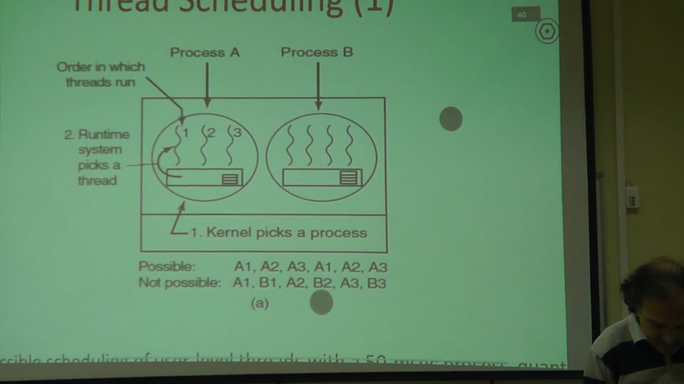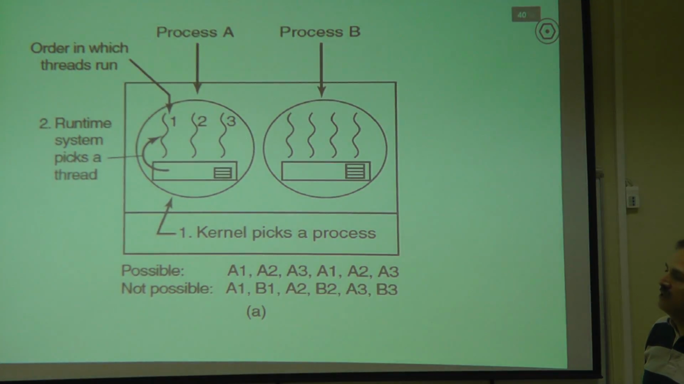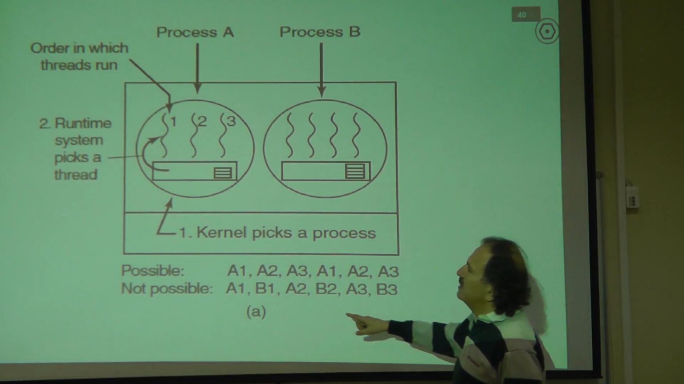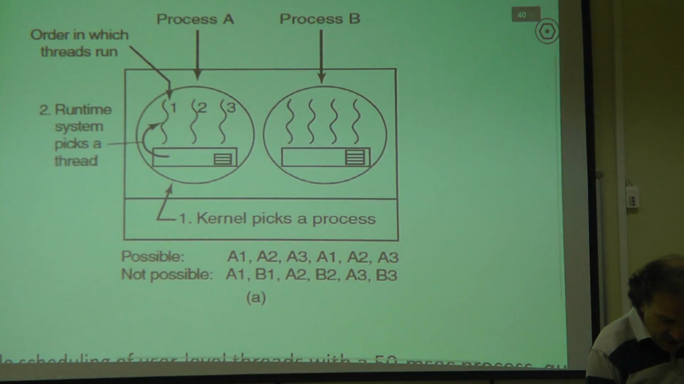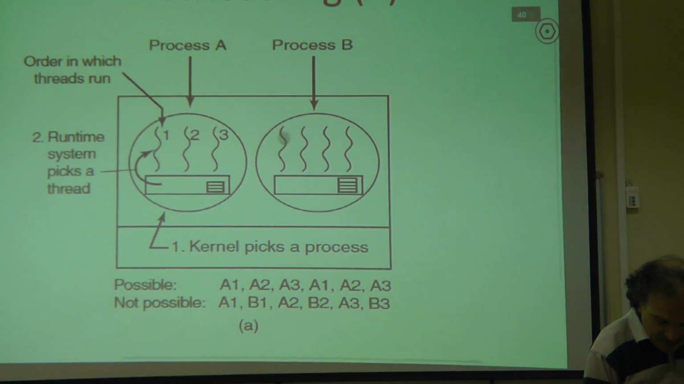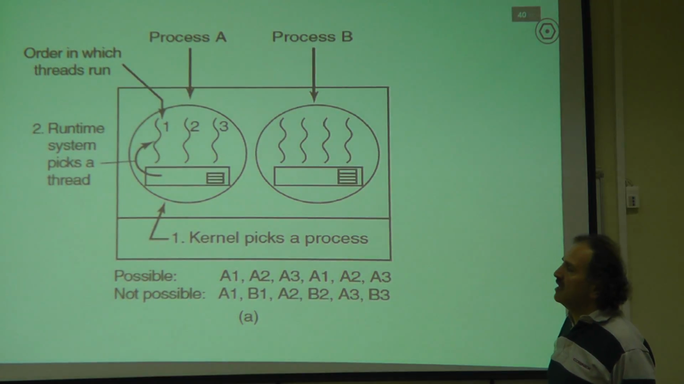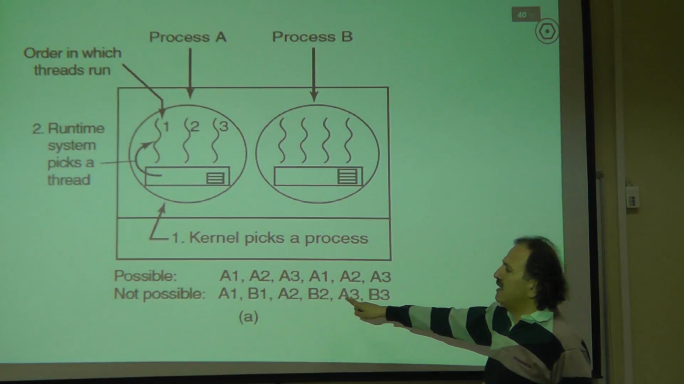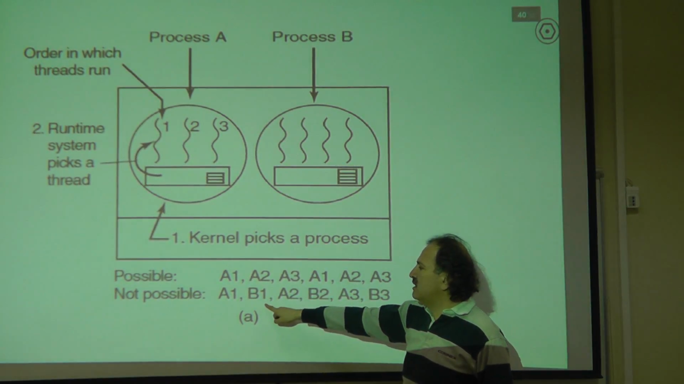In this case, the book says when I am scheduling threads, it is possible to do this in the user space. Say this is thread A1, A2, A3, and this is B1, B2, B3, and B4. It is possible to schedule threads like A1, A2, A3, A1, A2, A3. But it is not possible to do it the other way.